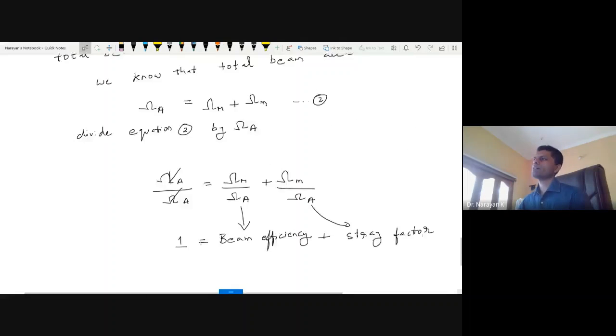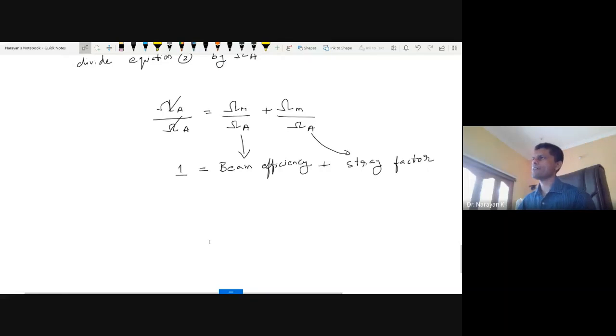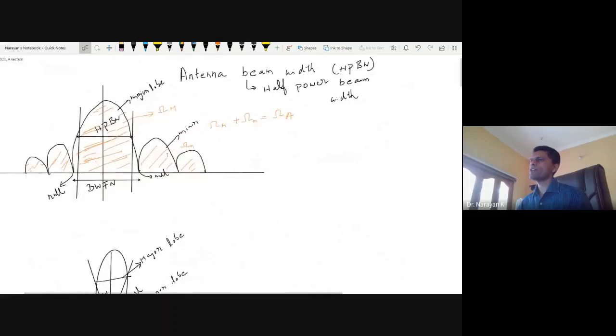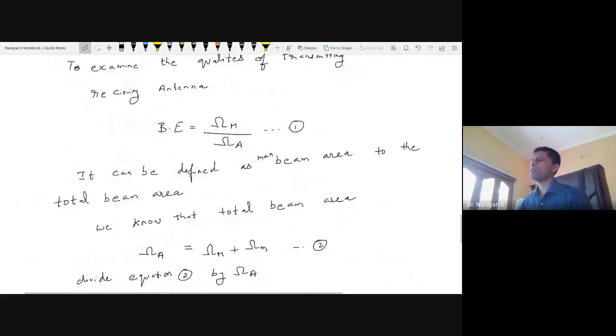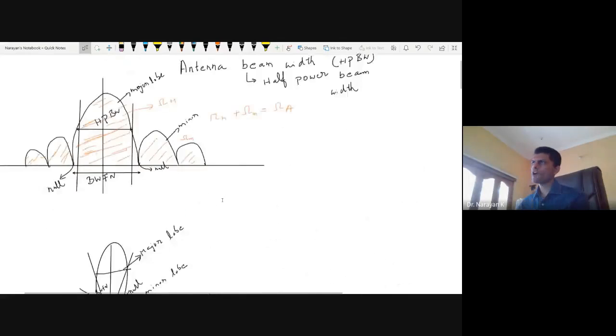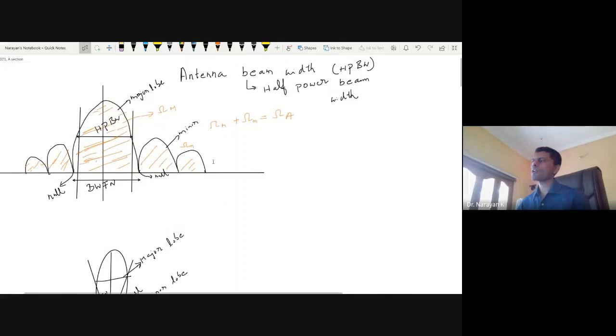Now what is to be understood here is, if your major lobe area is very big and your minor lobe area is very small, your stray factor will be very low, so your beam efficiency will be very high. Whenever you are designing an antenna, if you have a lot of minor lobes, the minor lobe area increases, so your stray factor will increase. Therefore, it will impede the design of the antenna. The antenna will not be very efficient.